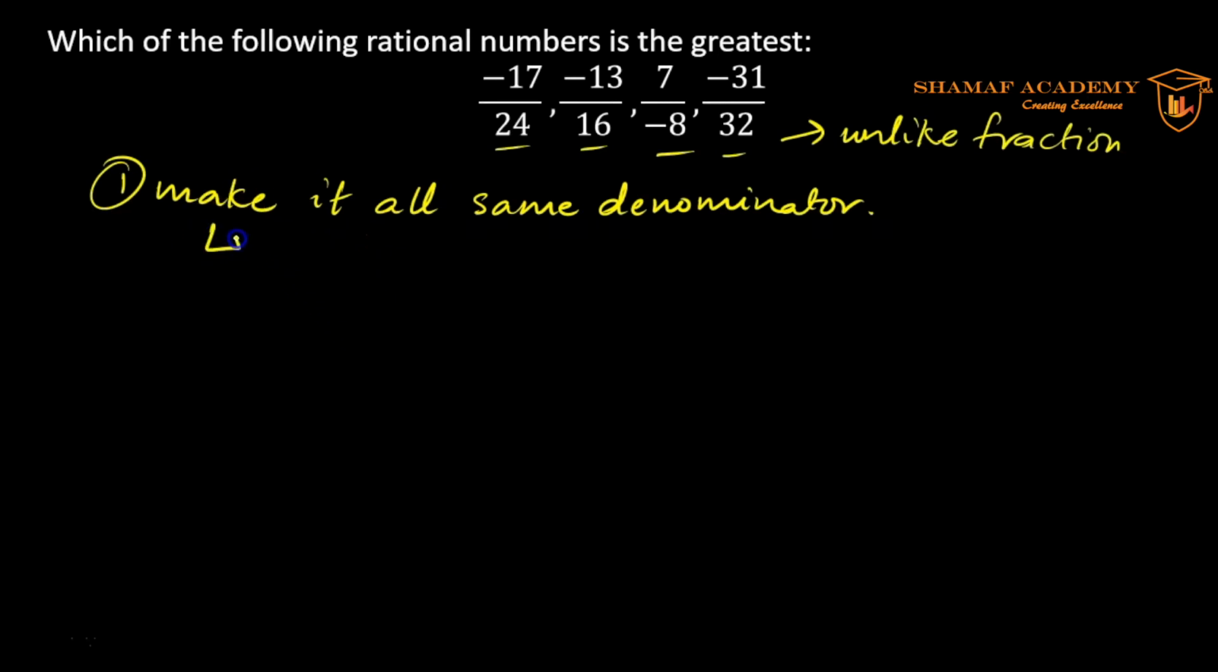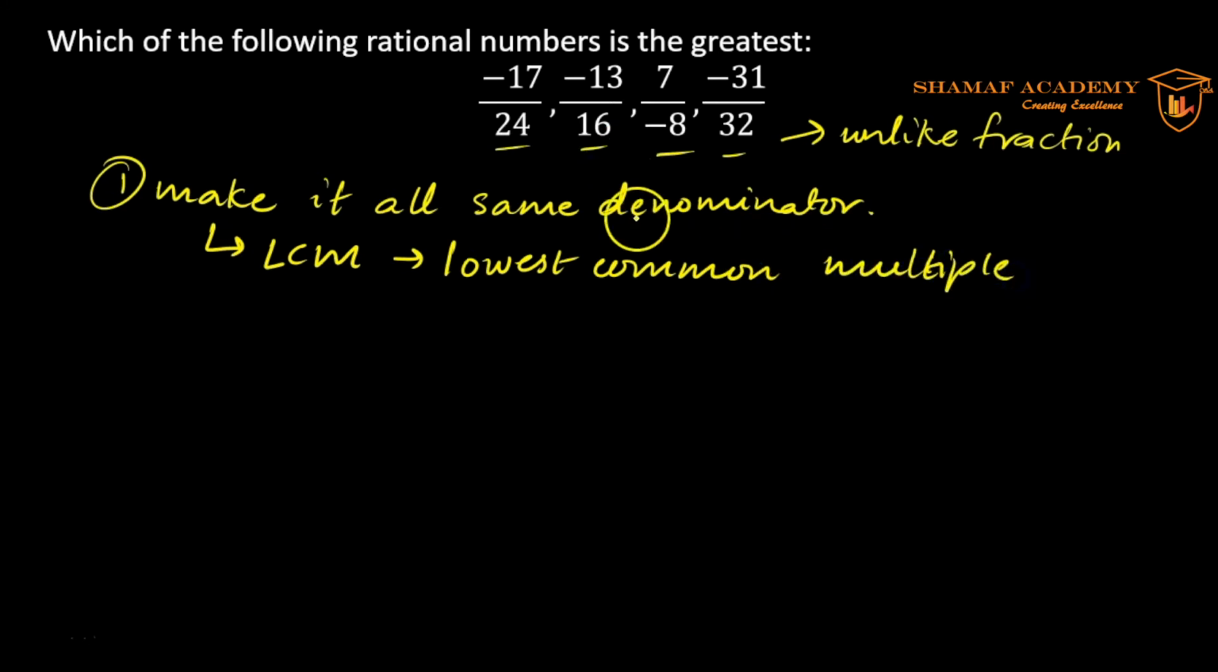We have a thing called LCM, which is lowest common multiple. Basically, this means that we have to find a number which can be found in the table of 24, in the table of 16, the table of 8, and in the table of 32. So how to find LCM? Let's do that now. We are going to use a method called prime factorization, which I am doing right now.